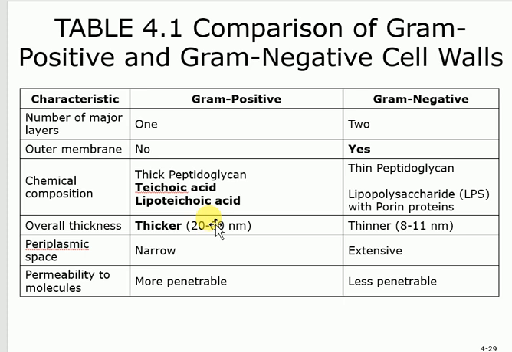Even though the gram-positive have a thick layer, it's easy to penetrate. Even though gram-negative have that thin wall, it's less penetrable. Why? Because of different reasons. Most importantly, that additional membrane, which contains the porin.